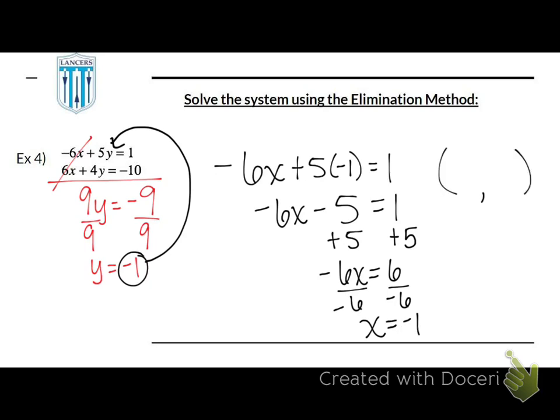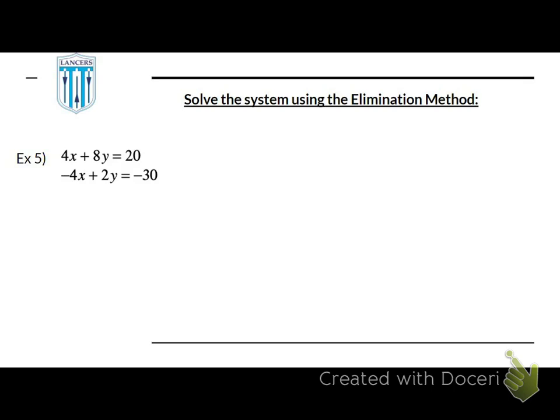If x equals negative 1, my answer as an ordered pair is negative 1 comma negative 1. All right, number 5, what variable eliminates? The x's eliminate this time. Remember, we're looking for that opposite pair, so 4x and negative 4x eliminate. Ding. When we combine, what do we get?